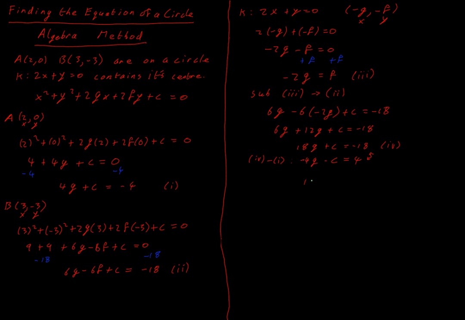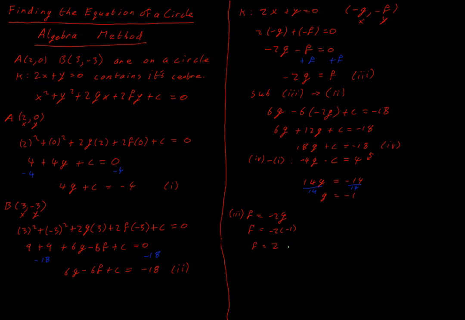And I get 14g is equal to minus 14. Therefore g is equal to minus 1. Sorry, divide both sides by 14. And g is equal to minus 1. And now I just go back through the process of finding what f is. I know that equation 3 tells me that f is equal to minus 2g. Therefore f is equal to minus 2 on minus 1. So f is equal to 2.